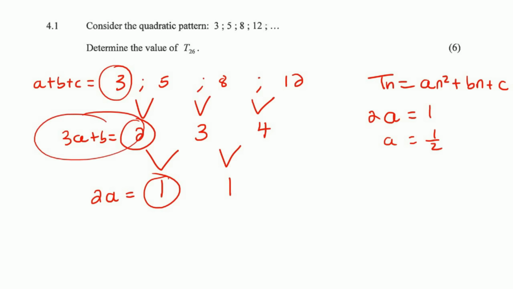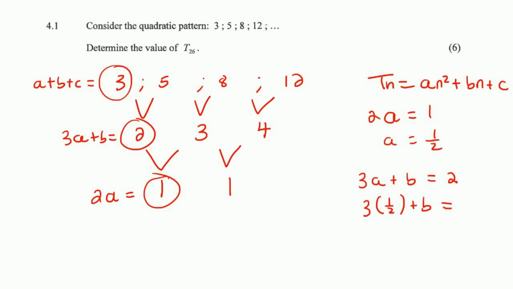Now what we do is we come up to this level over here, so that's 3a plus b equals to 2. So 3 times a half, because we worked out a already, and that's going to give us 3 over 2 plus b is equal to 2, and therefore b would be, if you had to work that out, b would also be a half. Okay, so b is a half.